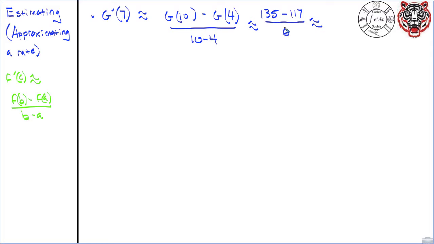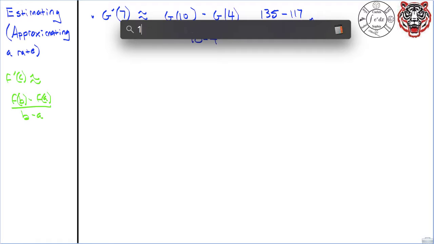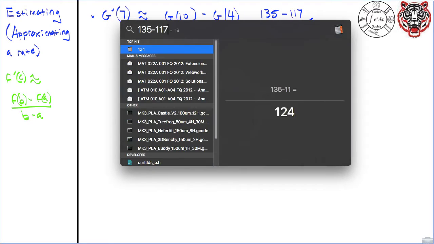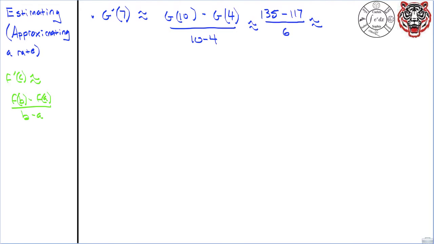So what is that about? This is where we use calculators. 135 minus 117 is 18. 18 divided by 6 is 3. And what are our units here? Guests per day, people per day, whatever you want to do. I'm going to go with people per day, because I know how to abbreviate people. Either one would be correct.